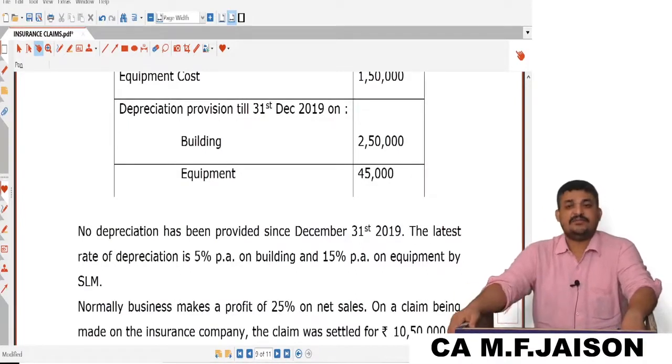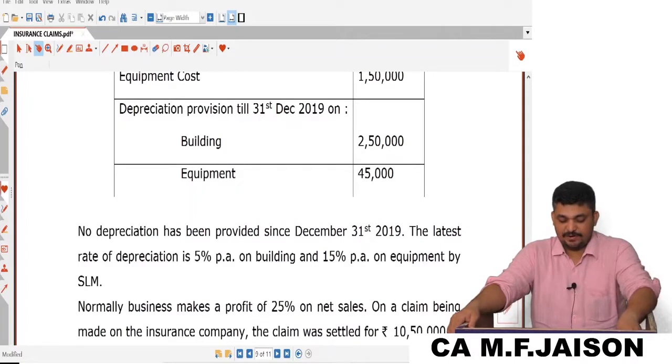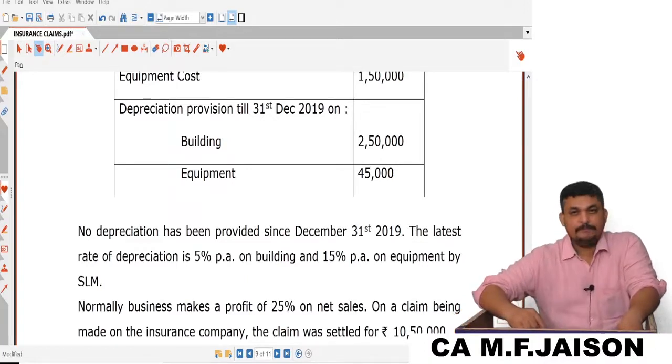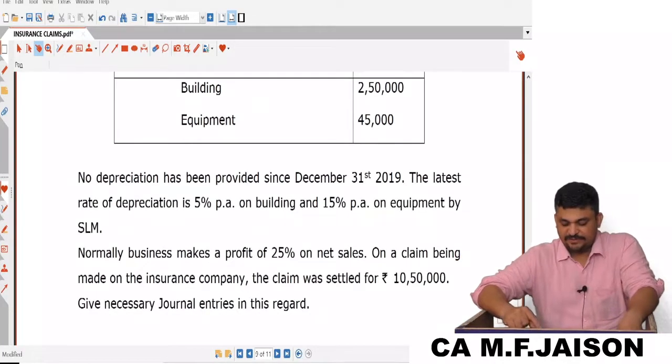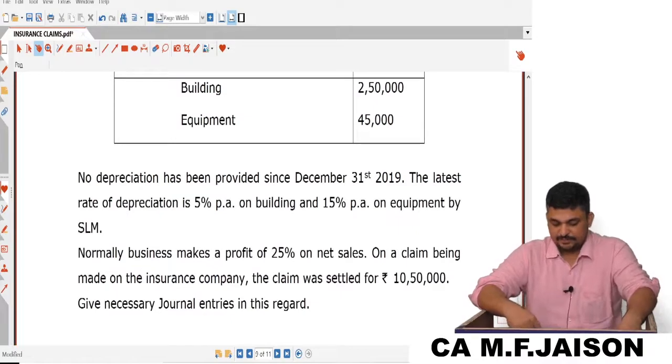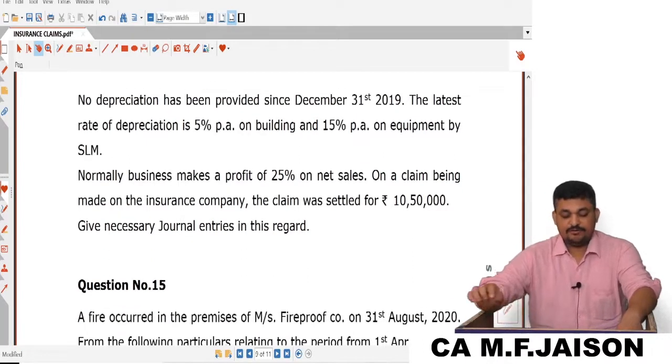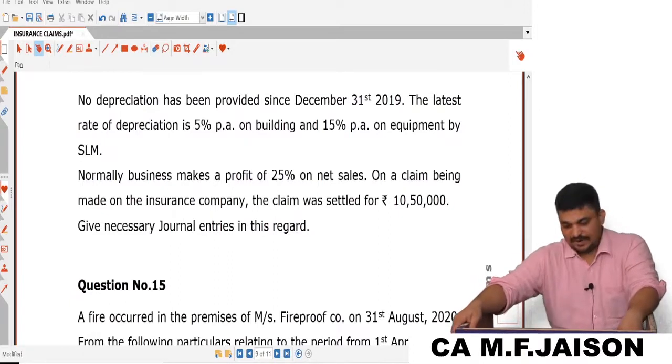The latest rate of depreciation is 5% per annum on building and 15% per annum on equipment by straight line method. Normally, the business makes a profit of 25% on net sales. On a claim being made on the insurance company, the claim was settled for rupees 10,50,000. Give necessary journal entries in this regard.